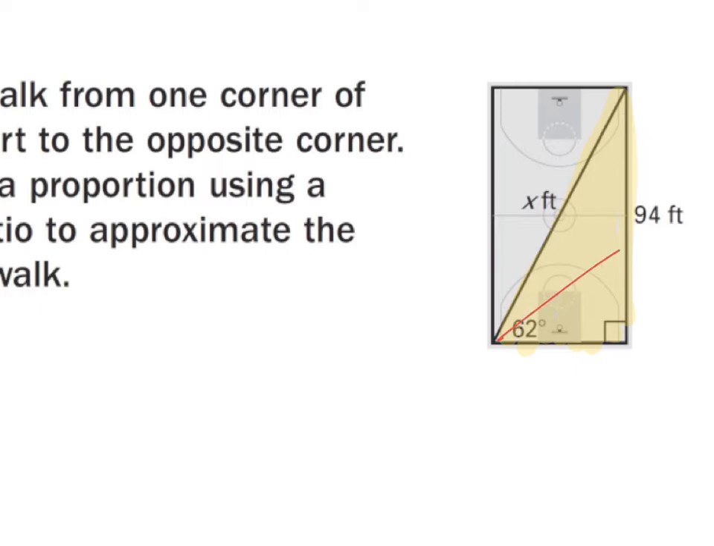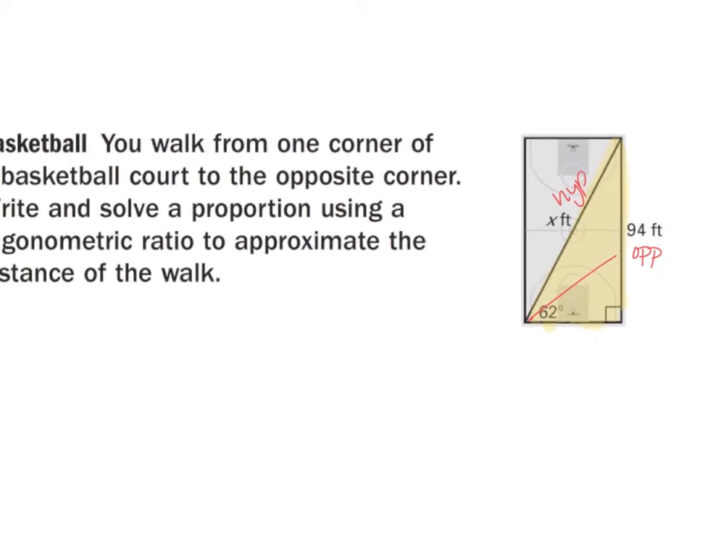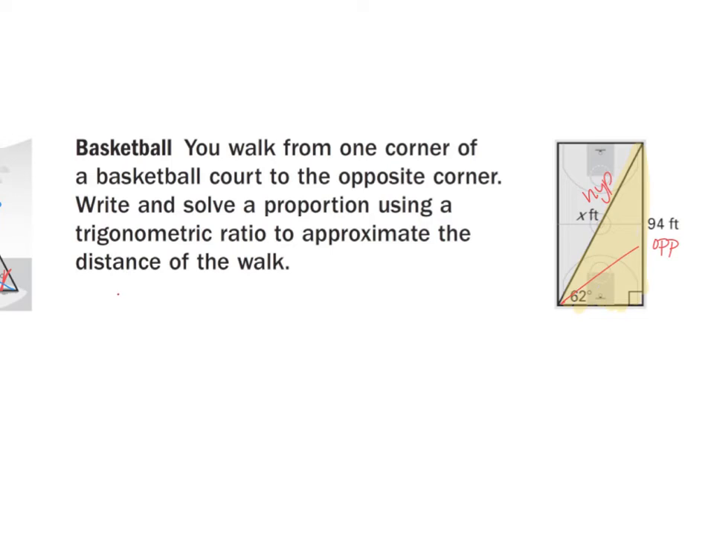So that is going to be, they give us the opposite side, and they want us to find this x, which would be hypotenuse. So it looks like we're going to be using sine, because it has opposite and hypotenuse. So the sine, remember, is opposite over hypotenuse. So we're going to plug everything in. So I'm going to have the sine of 62 degrees is going to equal my opposite side, which is 94, over my hypotenuse side, which is just x.